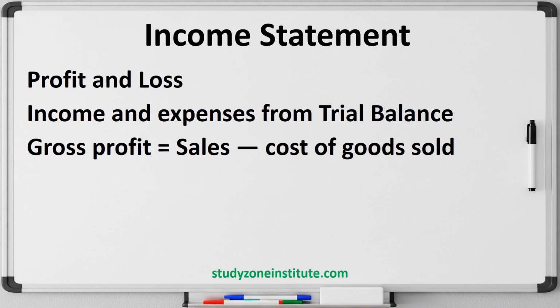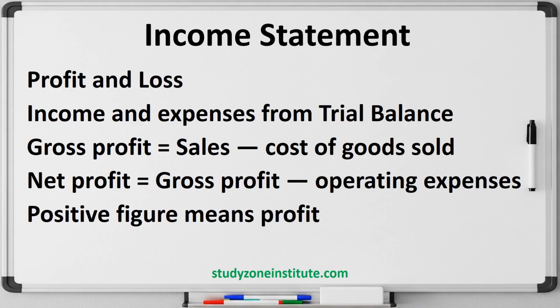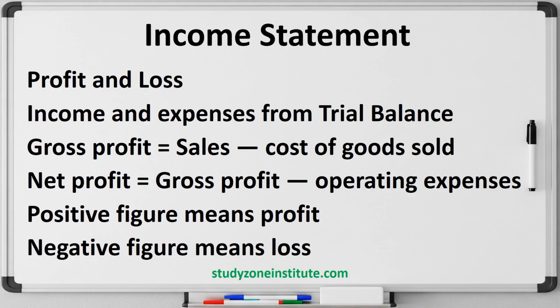Gross profit equals sales minus cost of goods sold. Net profit equals gross profit minus operating expenses. If the net profit is positive, the business made money. If it's negative, it made a loss. This report is a key indicator of your business's performance.